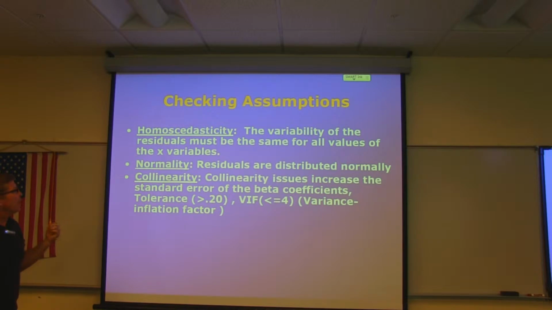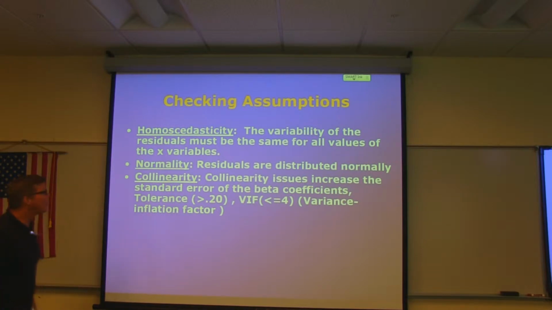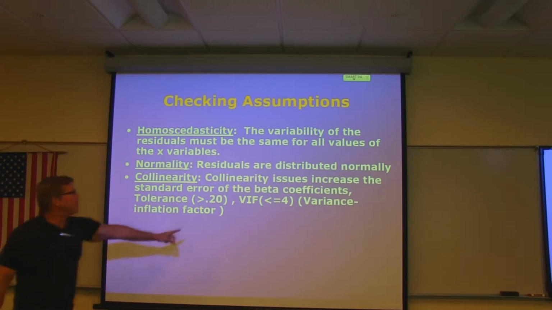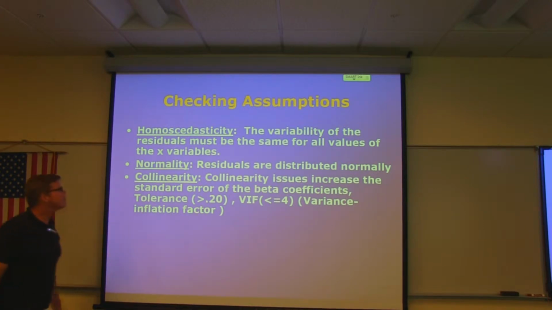Collinearity, if there's too high of a relationship between the predictor variables, it decreases our ability, again, to accurately predict y from x. We have some measures. Tolerance should be greater than 0.20. Variance inflation factor less than 4.